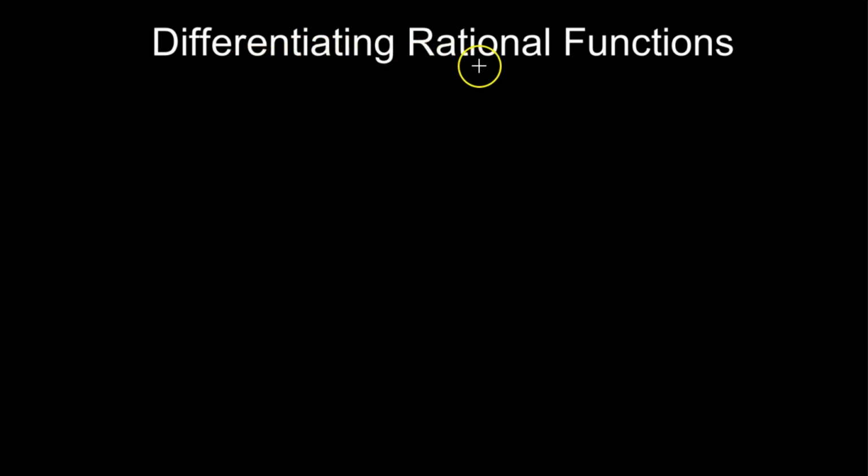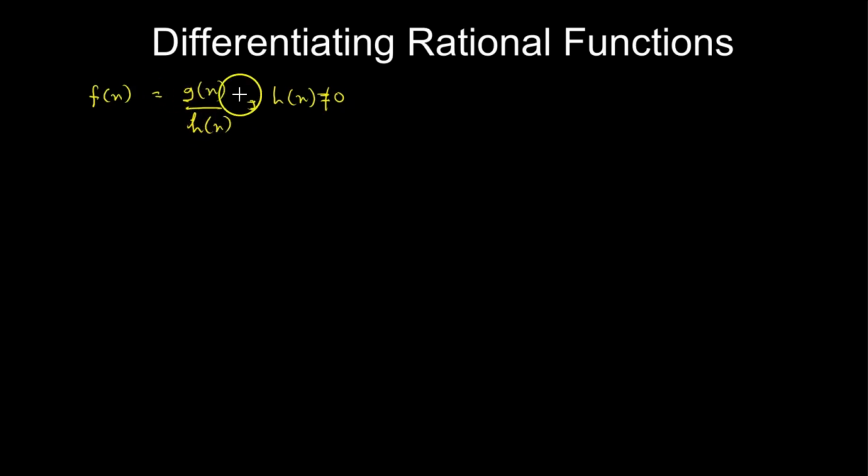So we are now looking at rational functions. If you have a rational function and you are asked to differentiate, how do you go about it? Let's say that we have the function as f of x is equal to g of x all on h of x, where h of x is not equal to 0. So that is a rational function. So how do you go about differentiating rational functions?